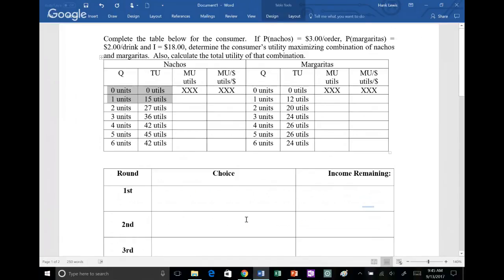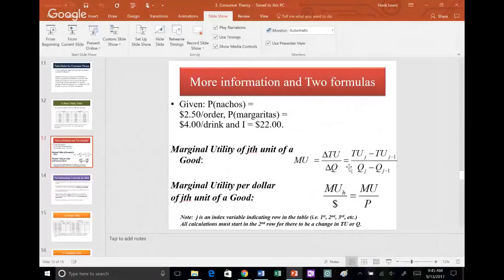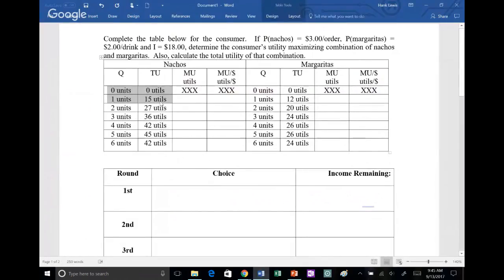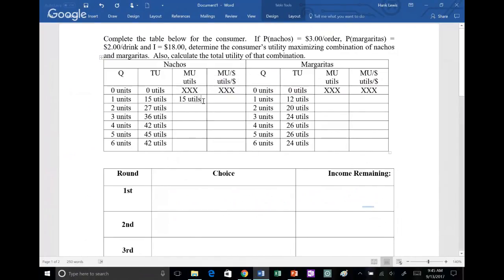I have to highlight 2 rows because, again, let's go back to that formula for marginal utility. Total utility in row J minus total utility in row J minus 1, divided by quantity in row J minus quantity in row J minus 1. So change in total utility is 15 minus 0. That's 15 utils. Change in quantity is 1 minus 0. That is 1 unit. And so the marginal utility of the first plate of nachos is 15 utils.